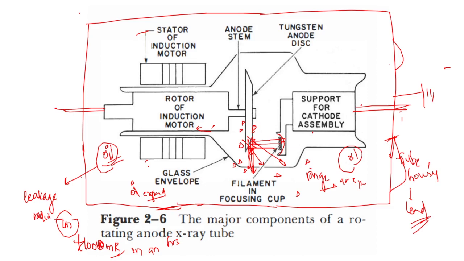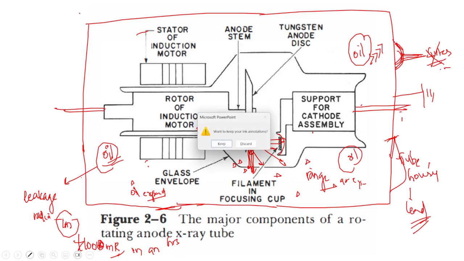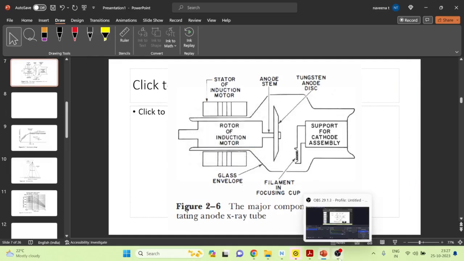See, when oil expands beyond what the tube can tolerate, there are metal bellows which will expand. These metal bellows are connected to a switch. So as a result, the whole circuit is switched off. So this will prevent the circuit from overheating. So this is about tube housing and high voltage cables.